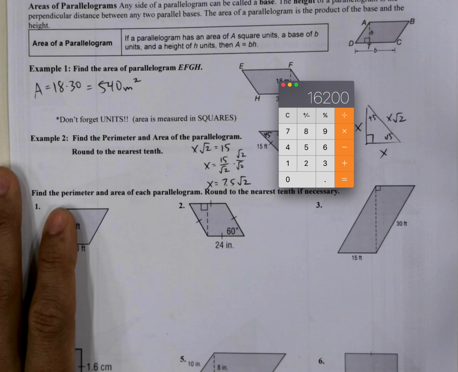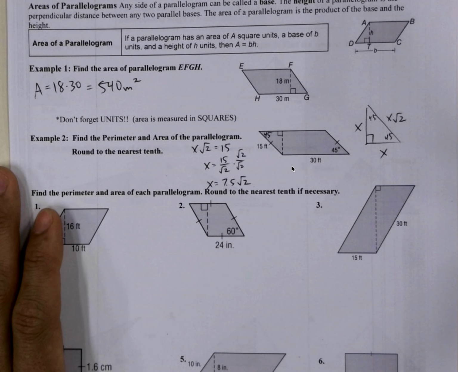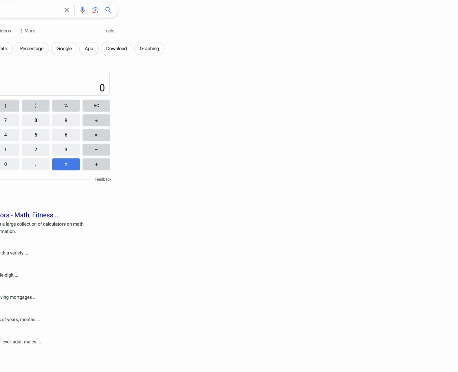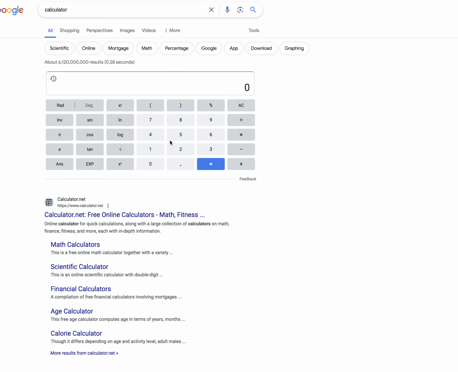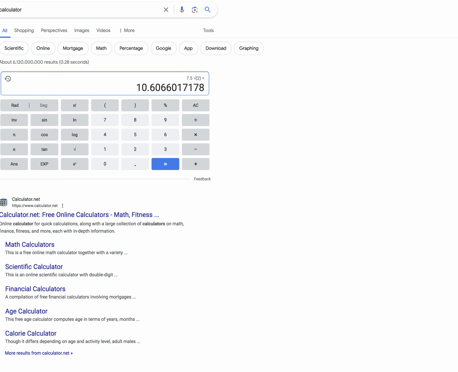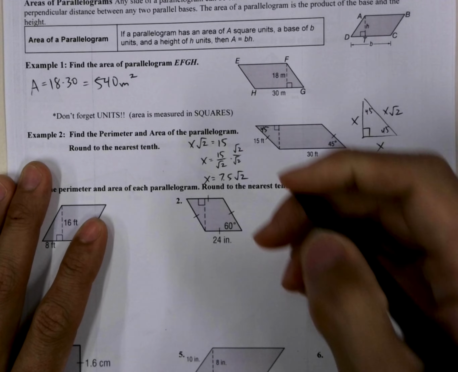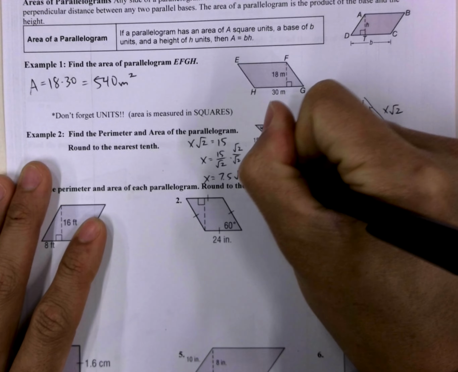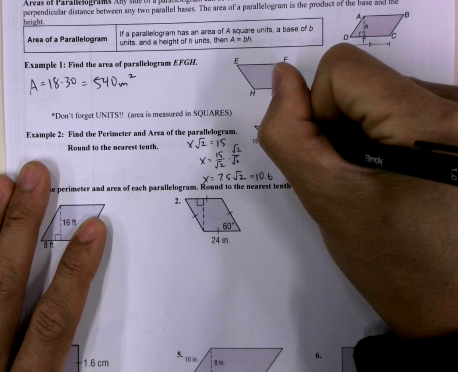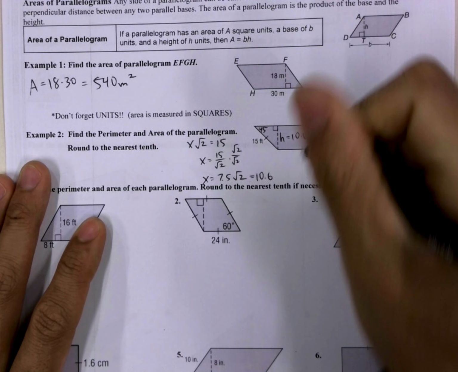Okay, so let's see. Is there any way to get the bigger calculator here? No. So I can go ahead and look up a calculator. And I'm going to put in 7.5 times square root 2. 10.6 is what I'm going to use. So x is equal to 10.6. So that means our height is equal to 10.6.